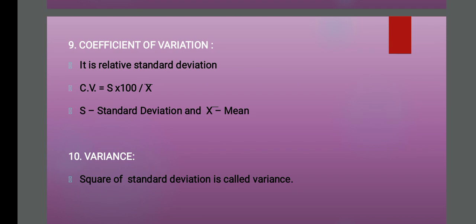You know how to calculate standard deviation and you know how to calculate mean. You simply divide standard deviation by mean, you multiply the value by 100, you get the answer for coefficient of variation. Is it okay, ma? So I'll repeat the point once again. Relative standard deviation is called as coefficient of variation and is given by the formula CV is equal to S into 100 divided by X bar, where S is the standard deviation and X bar is the mean value.